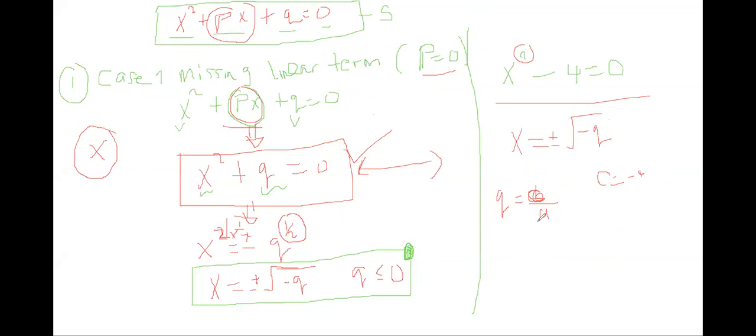And our a is what? It is 1, which is here, the coefficient attached to here. So at the end of the day, the q will be minus 4 over 1. At the end of the day, it will give us minus 4. So we know this. All we will have to do is substitute it here.